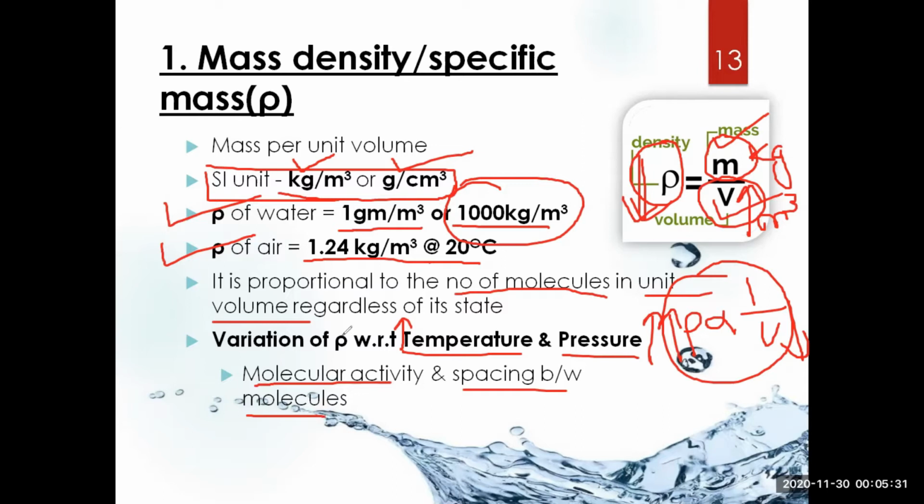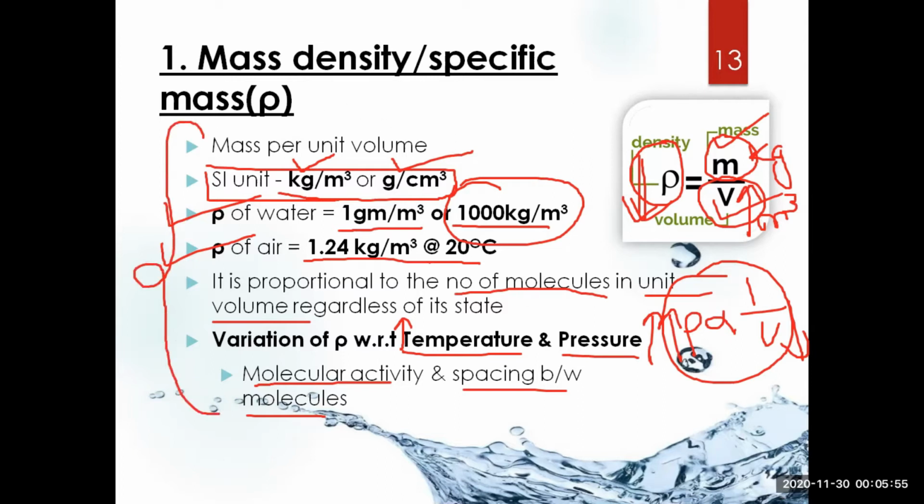So if the temperature increases, molecular activity will increase and that will create space between the molecules. The space is going to increase from one molecule to another molecule. So due to that, the density will vary with respect to both temperature and pressure. So this is the first property of the fluid, that is mass density.